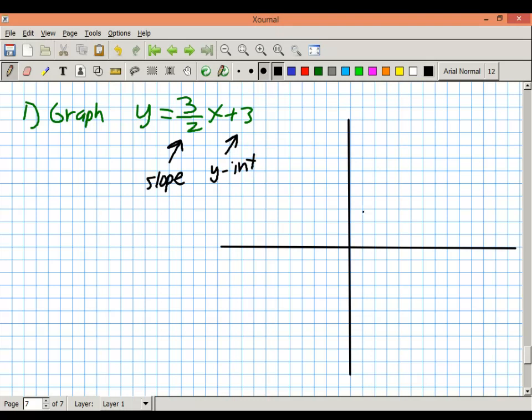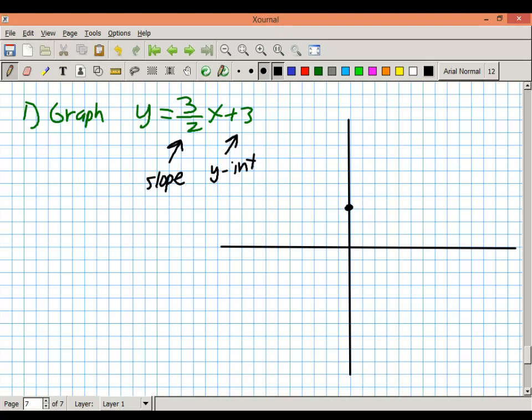Okay, so I'm going to put that point (0, 3). That's your first point. You don't do anything else first. You put that y-intercept on, and then use your slope to calculate another point. So the slope, remember, is rise over run. So we're going to rise 3 and run 2.